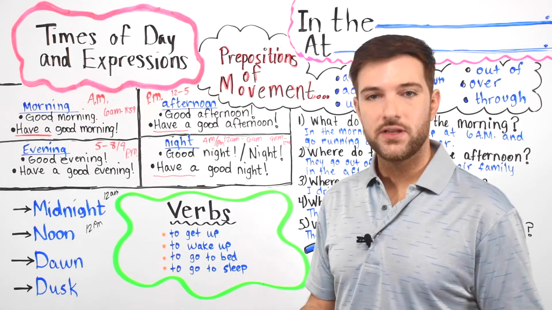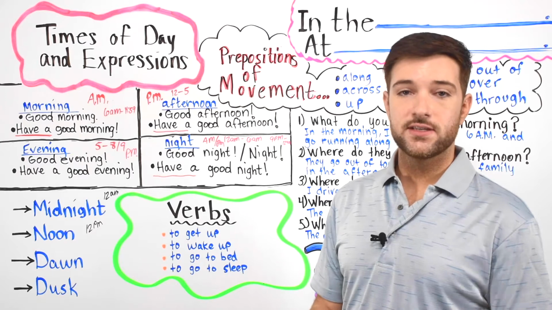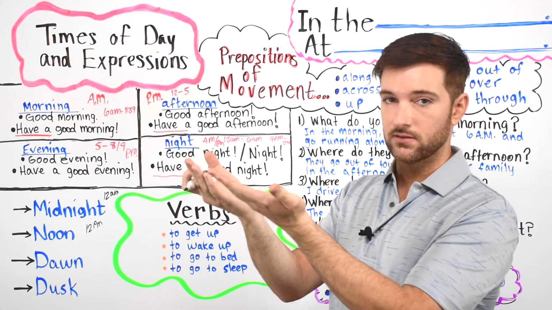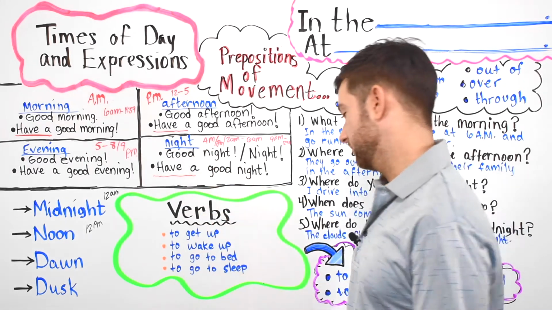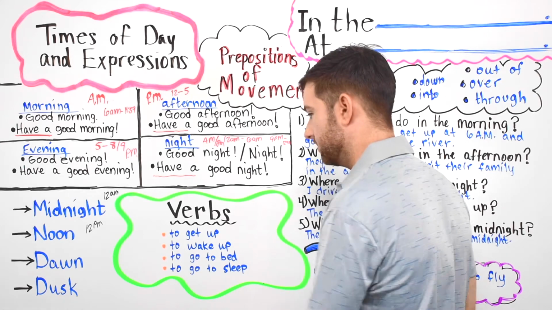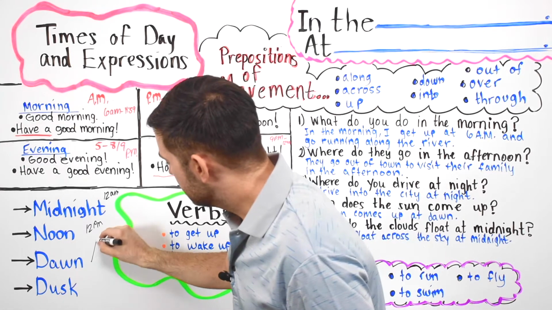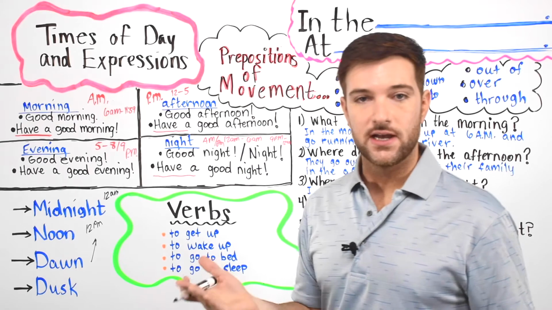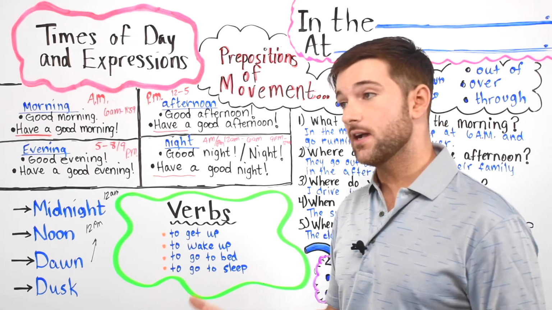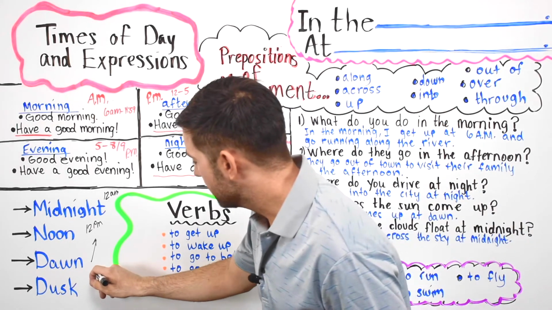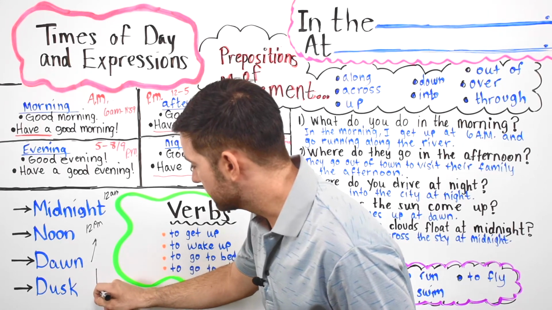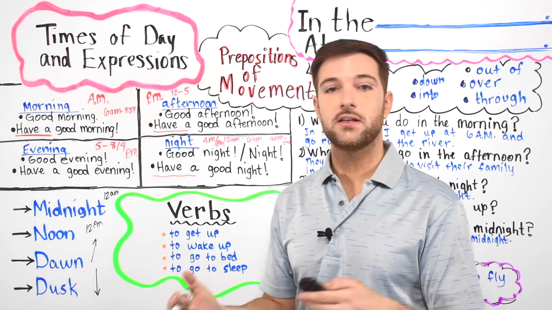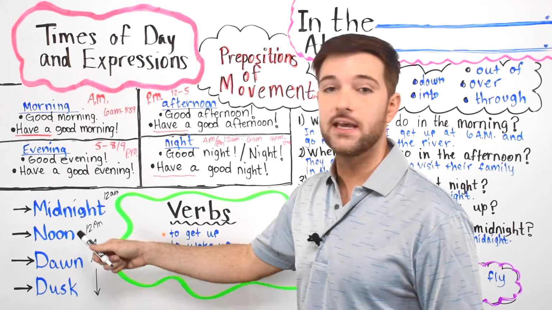Dawn, do you know when dawn is? Dawn is when the sun comes up in the morning. Okay, we call it dawn, right? Dawn is when the sun comes up. And what do you think dusk is? What is dusk? Dusk is the opposite of dawn. Dusk is when the sun goes down. So you have dawn and dusk. You have midnight and noon.